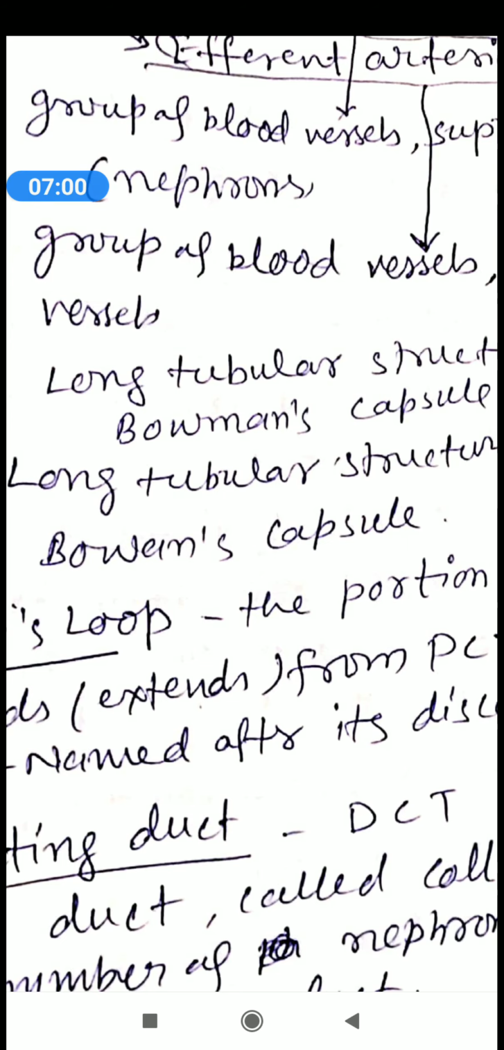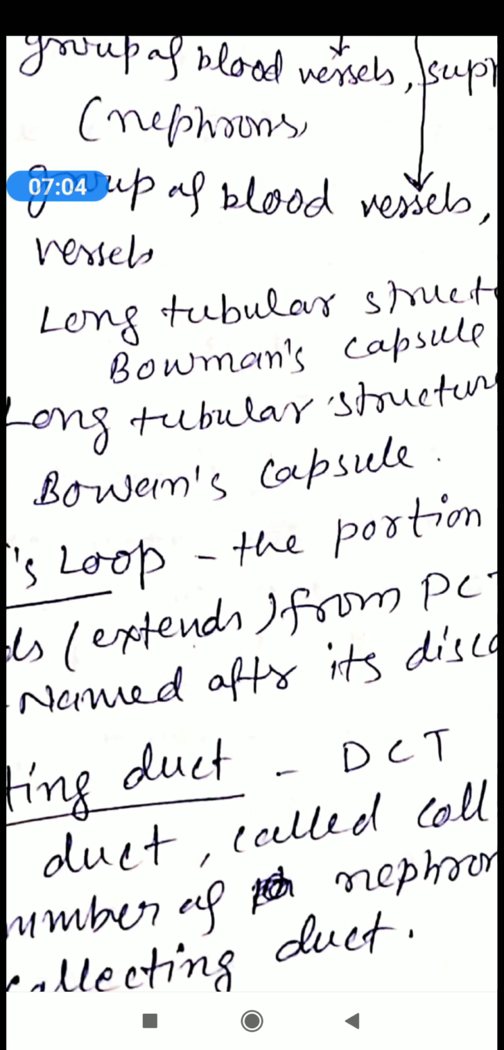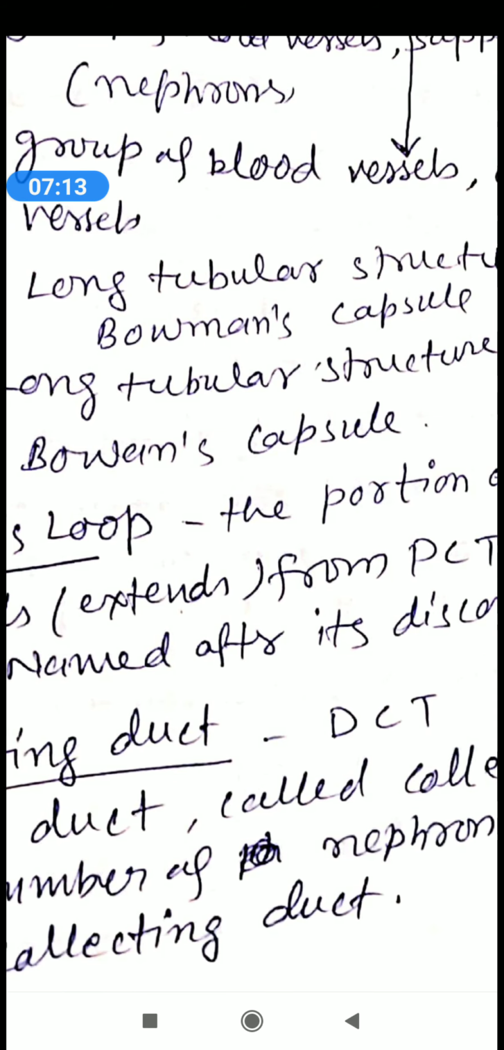Now, collecting duct. DCT, the distal convoluted tubules, open into a duct called the collecting duct. A number of nephrons' DCTs open into a collecting duct.